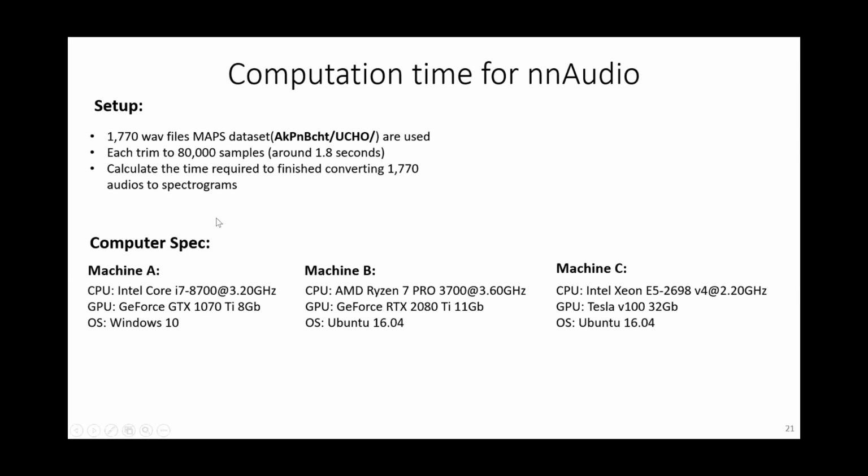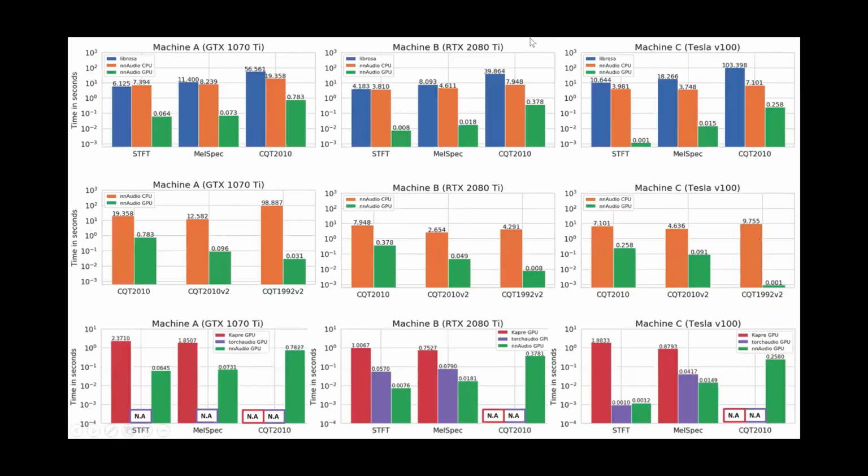So we conducted this test on 3 different machines. Machine A is a normal Windows desktop. It has an i7 CPU and also a GTX 1070 GPU. Machine B is also a desktop, a Linux desktop, and it uses an AMD CPU and an RTX 2080 GPU. Machine C is a DGX station. And the result for the speed test is like this.